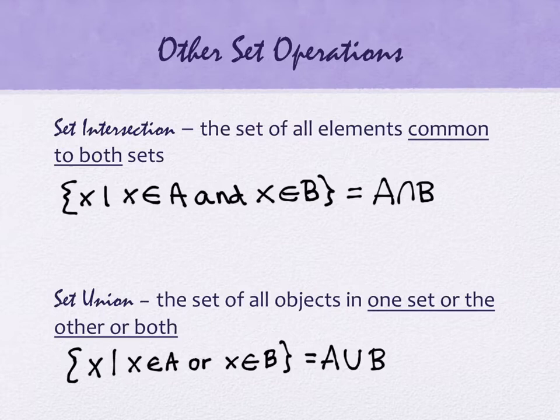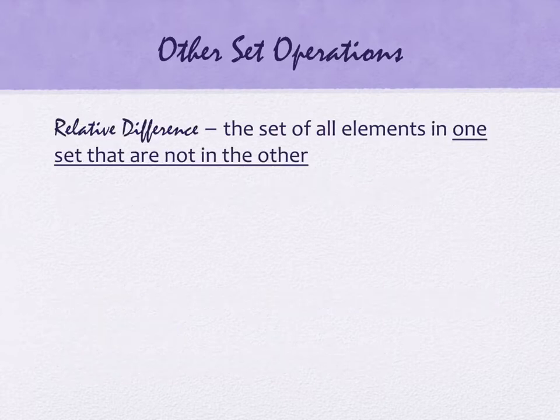Okay, so we're going to do an example. Oh, no, I have one more. I'm sorry. There is one more. We don't see this one used quite as much, but these two we see used a lot, okay? Union, intersection, those are the predominant ones we're going to use. The third one that we're going to see used occasionally, it's not super common, is called a relative difference. This is the set of all elements in one set that are not in the other set.